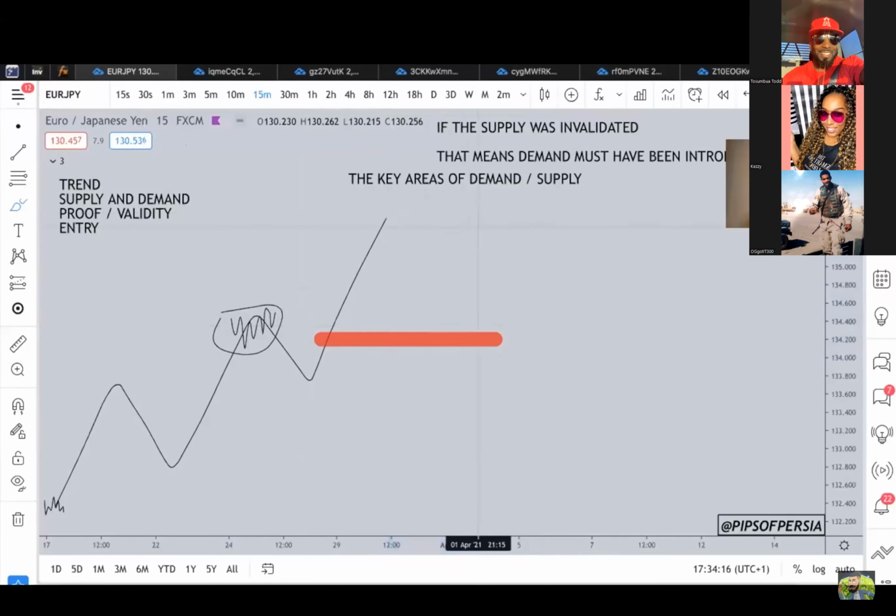It might not. So what I want to do is I want to wait for some type of a proof of validity. And oftentimes this happens on the lower time frames, where as you get these pullbacks back into these levels, your proof of validity is a break of a minor structure point to the upside.